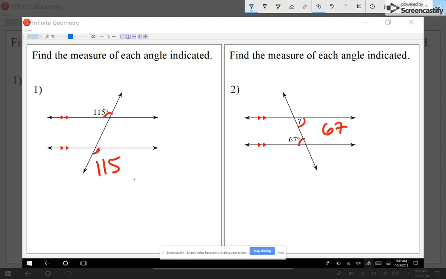When you're dealing with either alternate exterior or alternate interior, the two angles that you're dealing with are congruent, which in geometry means they're the same size. Congruent means same size, same shape.